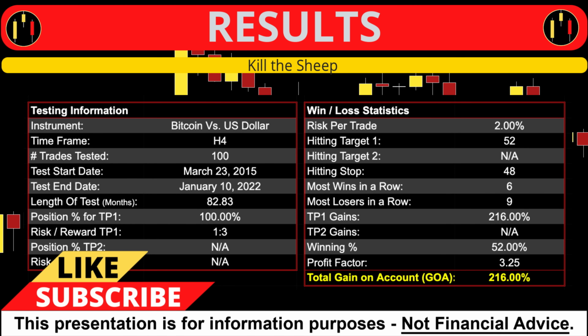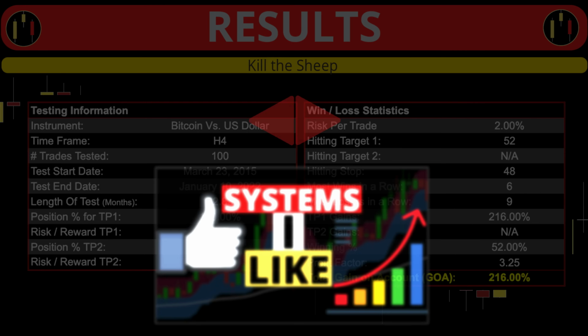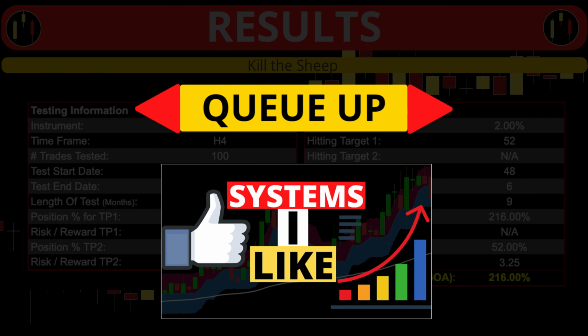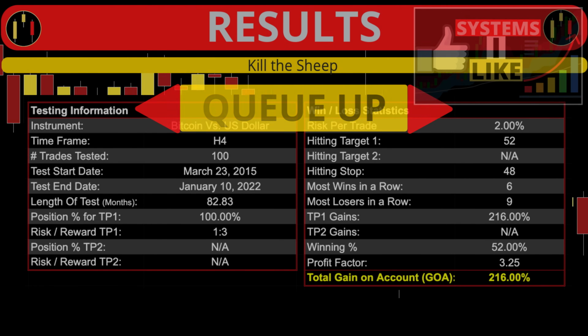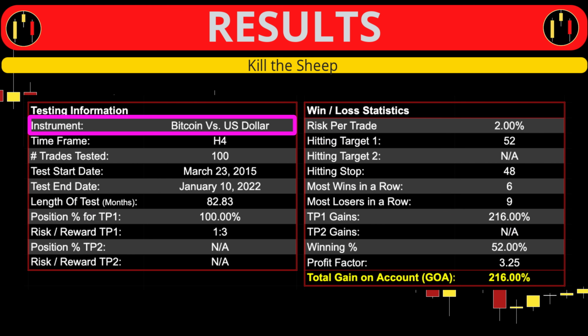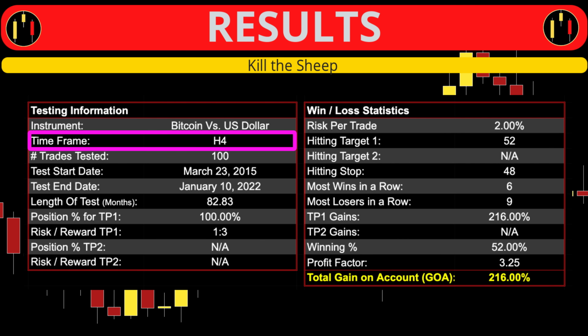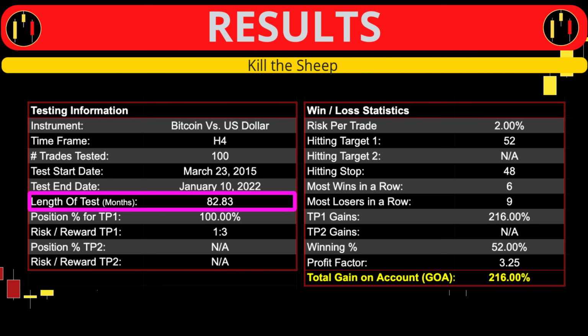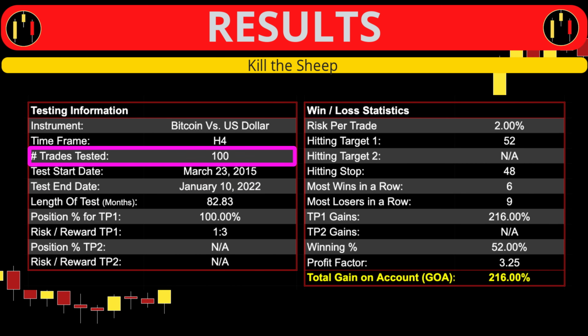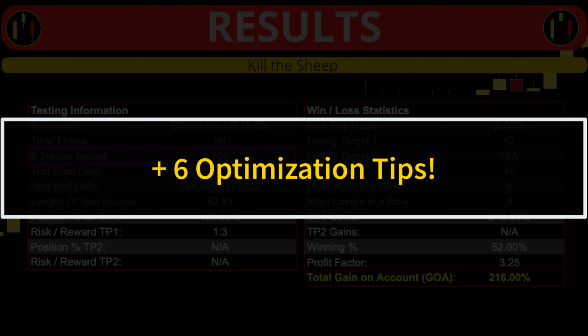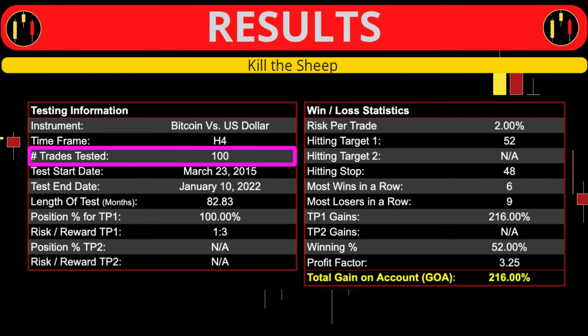Remember, this is just 100 tests on one instrument. If you are thinking of using this system, please do extensive back and forward testing and be sure to let our community know what you discover. This test was done on Bitcoin versus the US dollar on 4-hour Japanese candlesticks. It took almost 7 years to get those 100 setups, and do not be scared off by that because there is an optimization tip that can get you into many more setups in a shorter space of time.